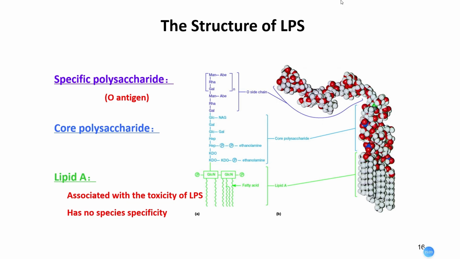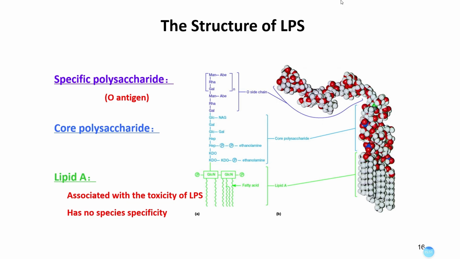It's here. This part we call lipid A. And this is a hydrophobic part, right? Because it contains lipid, it's the hydrophobic part. So it pairs together to form the outer leaflet of the outer membrane, the lipid A. Lipid A is associated with the toxicity of LPS, and it has no species specificity.